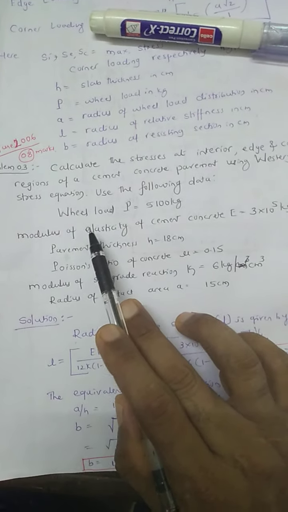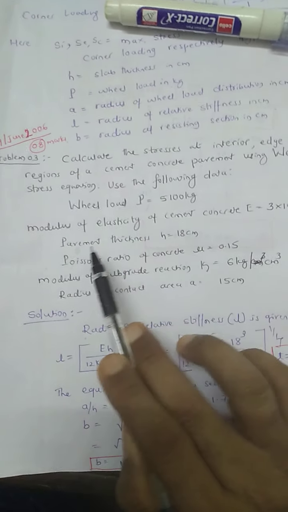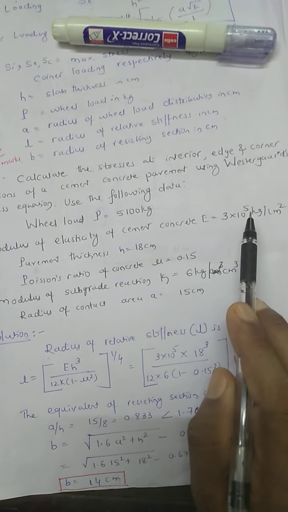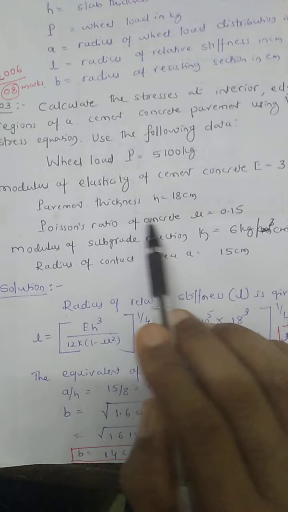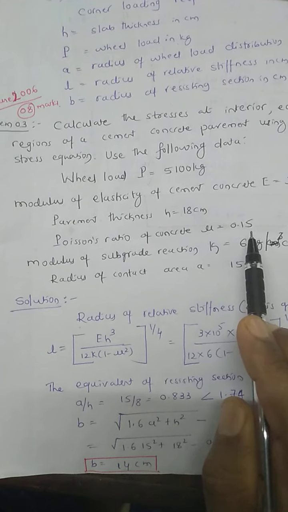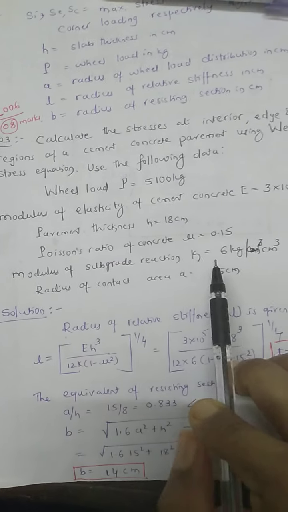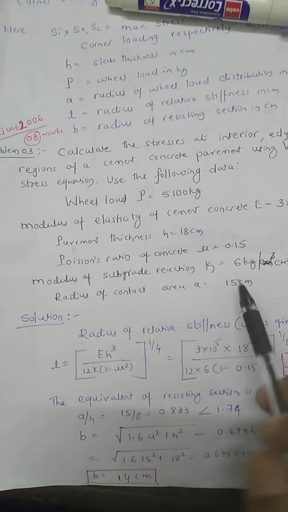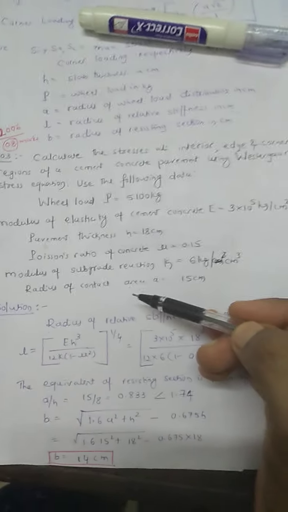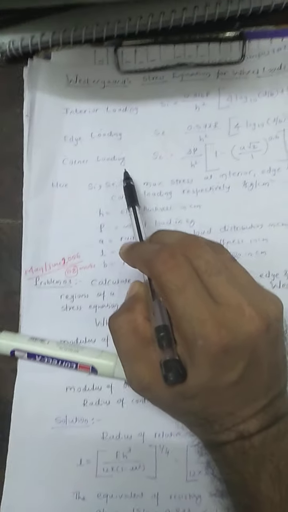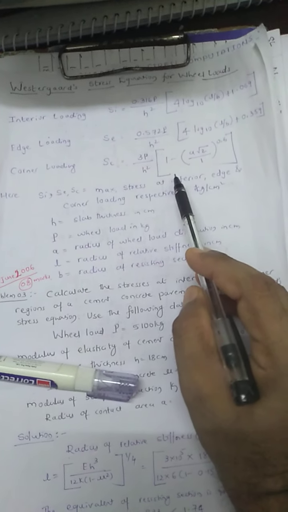So some data is given. Wheel load P equals 5100 kg, modulus of elasticity of cement concrete E, that is Young's modulus, 3 into 10 to the power of 5 kg per centimeter square. Pavement thickness H is 18 centimeter. Poisson's ratio of concrete mu equals 0.15. Modulus of subgrade reaction K is 6 kg per centimeter cube and radius of contact area A is 15 cm. So these are the data given. You are using the three equations above, that is the interior loading, edge loading and corner loading, to find the respective stresses developed in the concrete pavement.